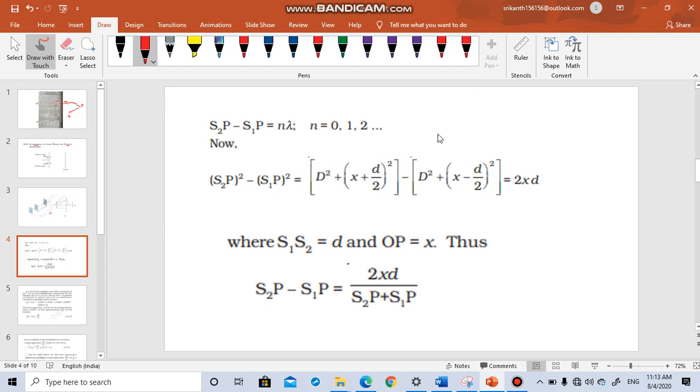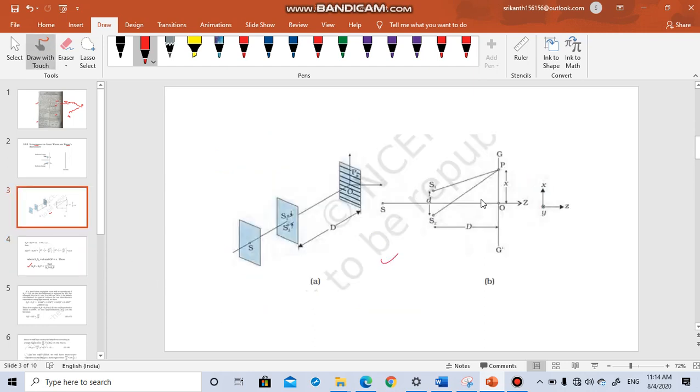Now we will calculate S2P minus S1P, whole square. If you see this diagram, we are trying to establish a relation, to get an expression for the path difference. We are finally trying to arrive at a path difference expression. For that, we will take this diagram. It is a right angle triangle. I can draw a dotted line here. S2P is a hypotenuse, S1P also is a hypotenuse.